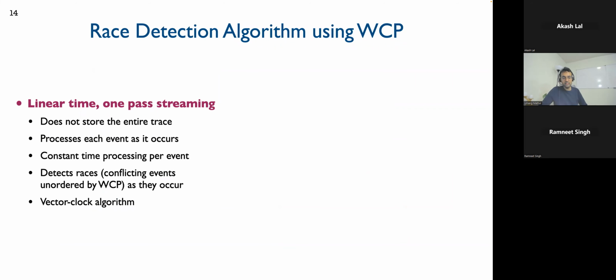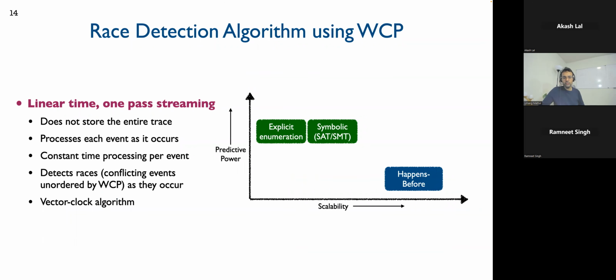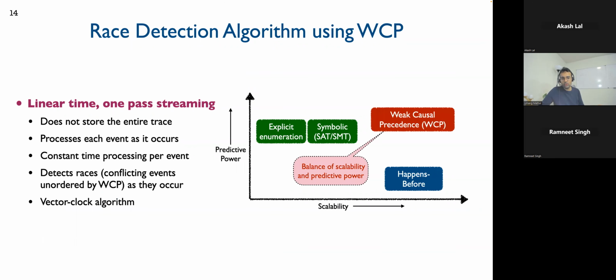Now, the silver lining is that WCP admits a linear time algorithm for race detection. In some sense, it's a very similar algorithm to happens before. You do need some extra bookkeeping, but at the end, it's a linear time algorithm. And therefore, if I go back to the same picture that I've been talking about for a while, WCP would sort of lie somewhere here.